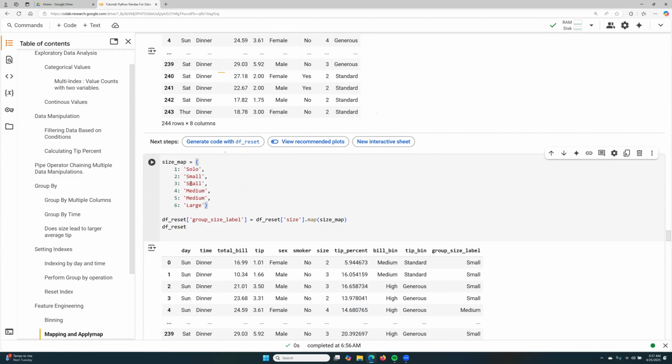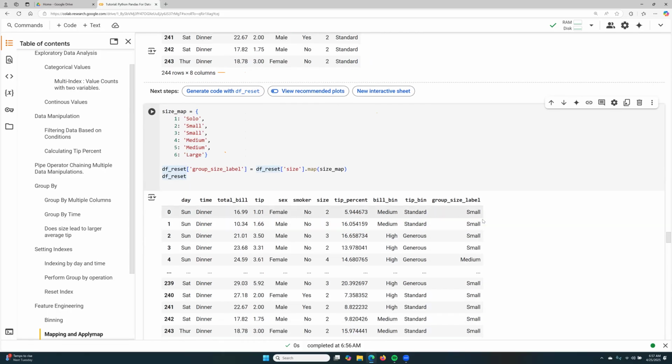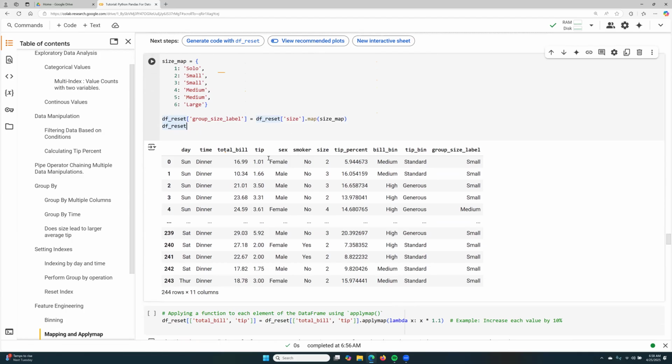This is purely subjective mapping, but for purposes of this exercise, I've mapped it the way I've mapped it: 4 and 5 medium, 6 large. And we see that. Okay, so we're using this function to map to a dictionary, mapping the values to an actual value. So that's what's being done here.